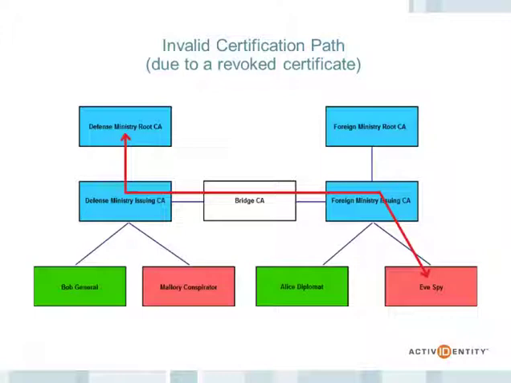Now we'll show how a revoked certificate results in an invalid path. Note that this will happen regardless of whether the revoked certificate is an entity certificate or a CA certificate. A path may also be invalid for a number of other reasons, such as when a digital signature check fails or when a certificate in the path has expired.